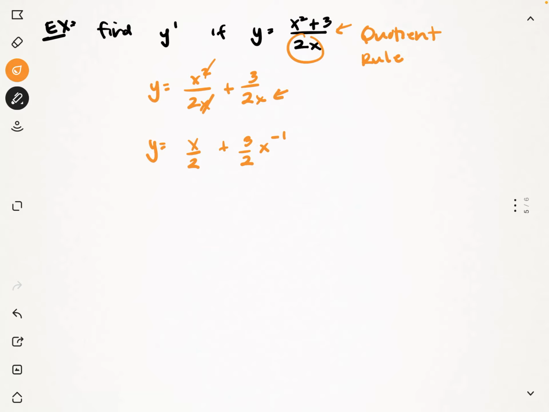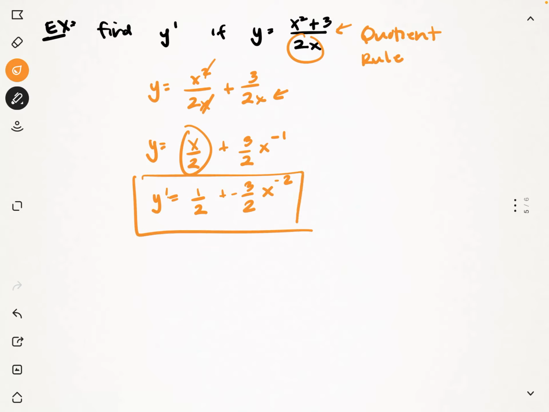So when we do our derivative, the x, we're going to drop down the 1, and it's going to be x to the 0 power. So this whole first part is going to be 1/2 when we apply power rule to it. The second part, we're going to drop down the 1, so it's going to be negative x to the -2, because we subtract 1 from the power. So that's one way to do it.